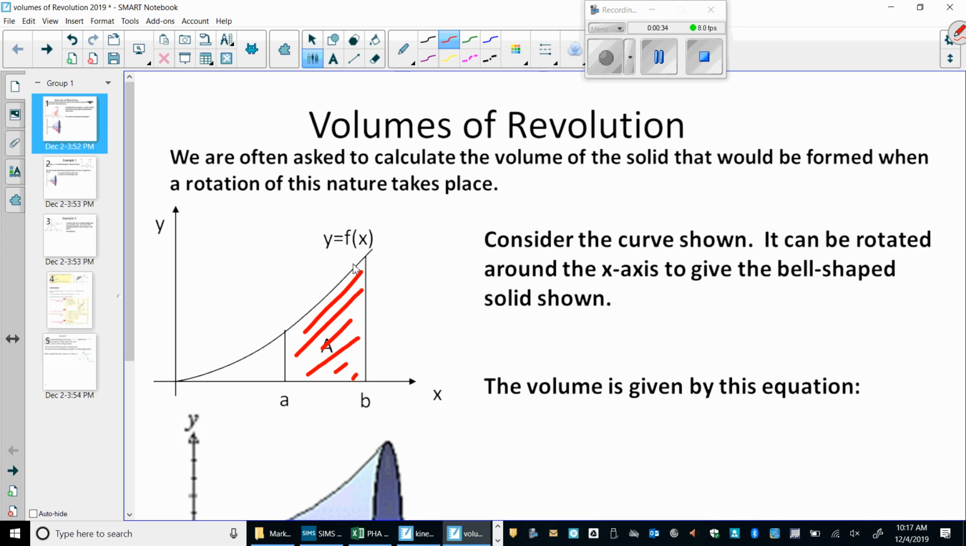Okay? So it's going to go through 360 degrees, or we consider it as 2 pi, because we know that 2 pi is also 360. Hence, I have my models. Let's imagine that this is my function. This is my x-axis. What happens when I rotate it around the x-axis? Oh, wow. It becomes a solid.